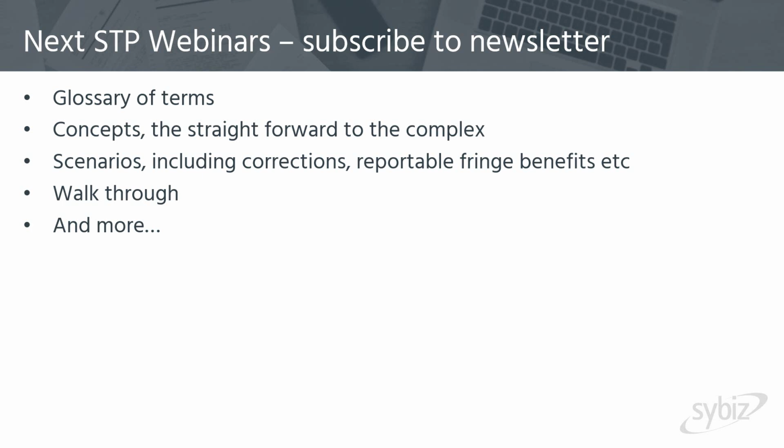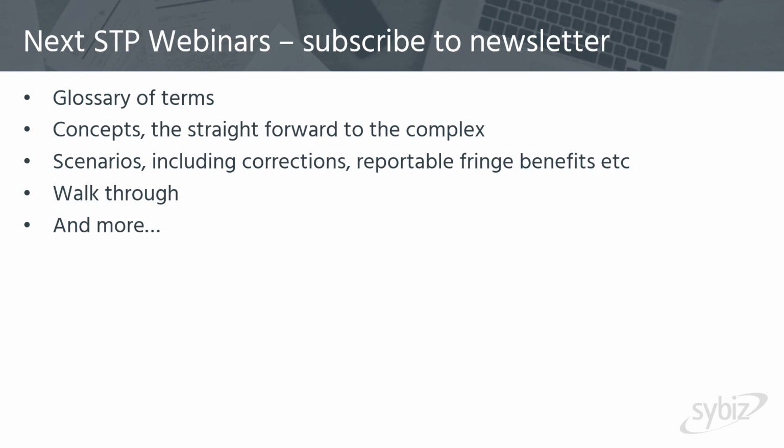We'll cover the straightforward, so just the vanilla: I've processed my pays, I've paid my employees, I'm hitting the button, what's the experience? And then we'll go into some more complex scenarios, including corrections, things like reportable fringe benefits, which are reported annually at this point in time and don't really fit into the construct of a pay-by-pay basis, but there are ways that they have been catered for in Single Touch Payroll. And as I said, we'll walk through the experiences and let you know what to expect.